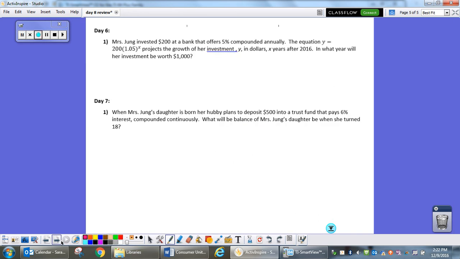All right, day 6, back to Miss Young. Now Miss Young is investing $200 at the bank that offers 5% interest, compounded annually. There's your equation, y equals 200 times 1.5 to the x power, and that's projecting the growth of her investment. We want to know in what year. Notice, now it's asking for what year, so we're solving for x. Will her investment be worth $1,000?